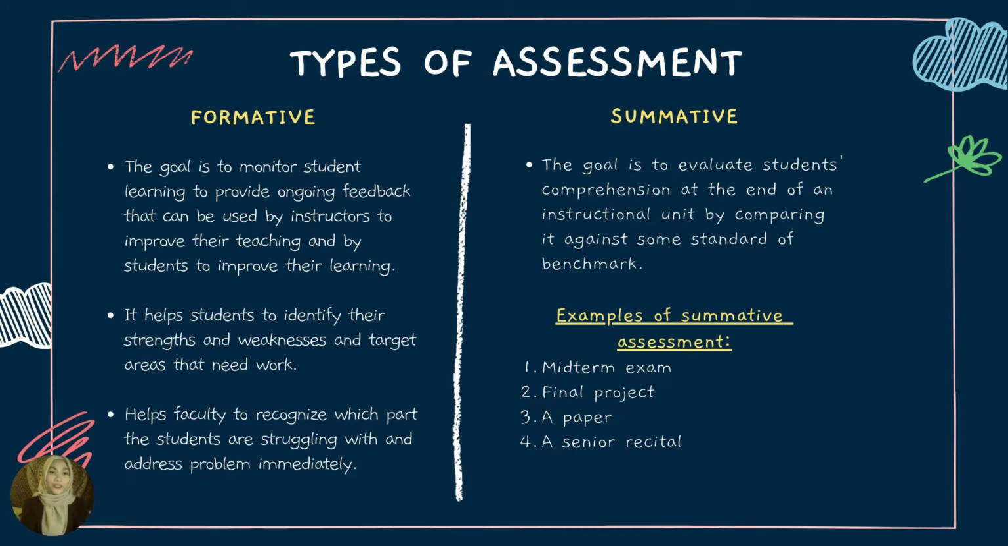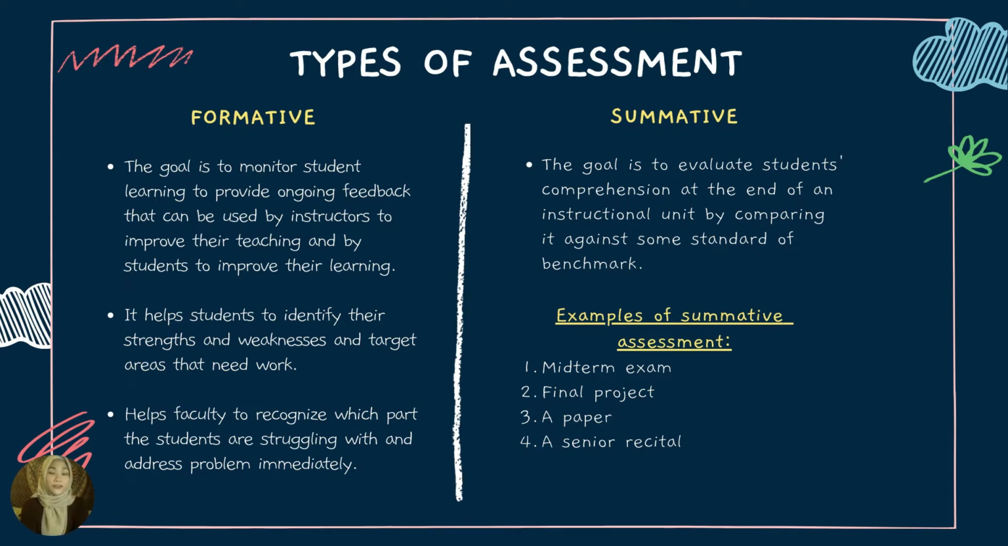Okay. So there are 2 types of assessments. The first one is formative. For formative assessment, the goal is to monitor student learning to provide ongoing feedback that can be used by instructors to improve their teaching and by students to improve their learning. And also it helps students to identify their strengths and weaknesses and target areas that need work. And last, it helps faculty to recognize which part the students are struggling with and address problems immediately.